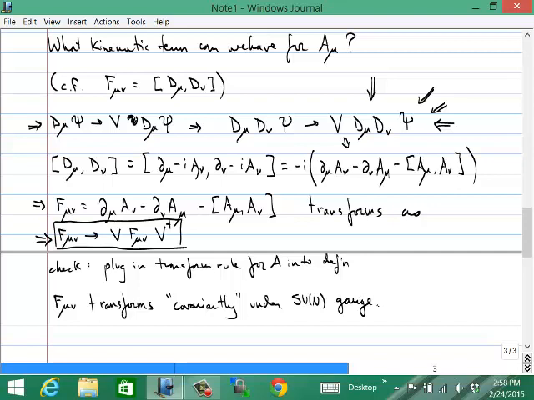Also, sometimes people say that F_μν transforms as an adjoint under the SU(N) gauge transformation. So that's using the language of group representation theory and the representation theory of Lie groups, which is something that we'll address later on in this class and also probably later on this week as well.